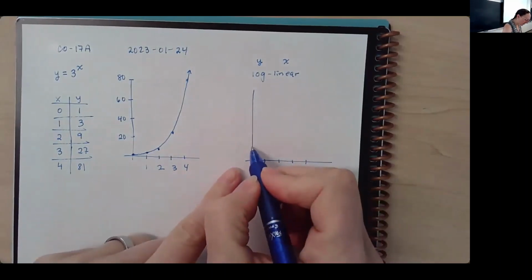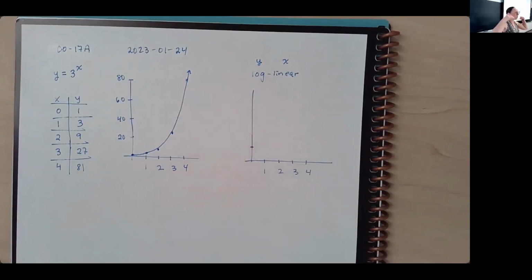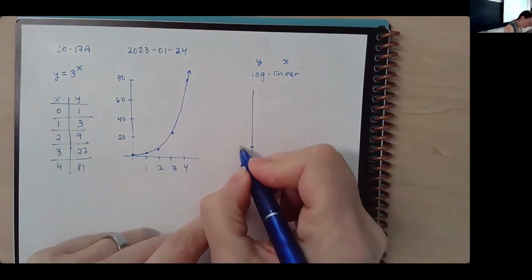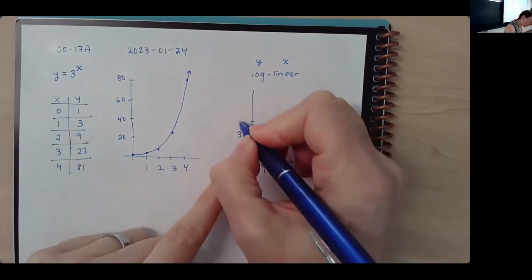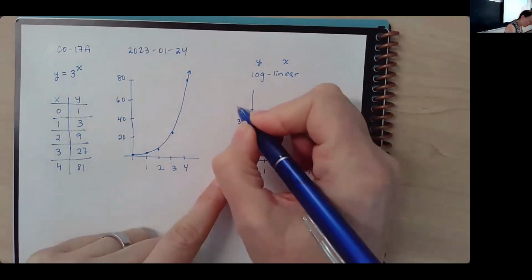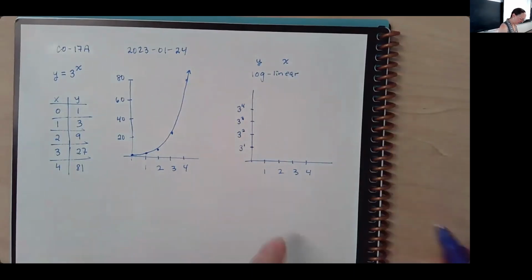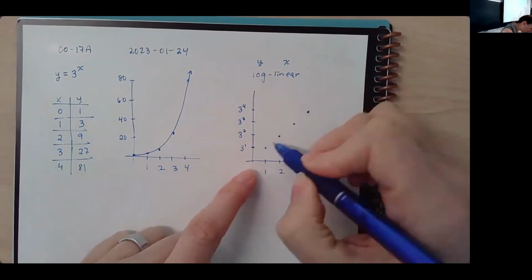rather than that first tick mark being a 1, it's going to be something raised to the 1 power. So in this case, because I used a base of 3, I'm going to use my labels with a base of 3. So I'm going to call this 3 to the 1, 3 to the 2, 3 to the 3, and 3 to the 4. And if I did that, and I put those same points on the graph, they form a perfectly straight line.